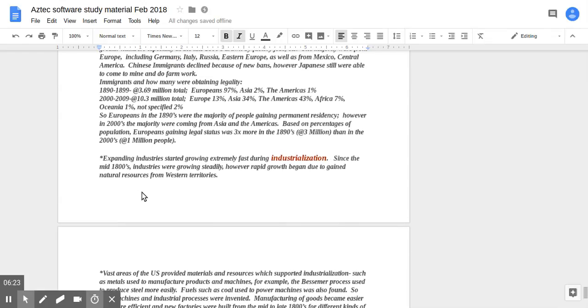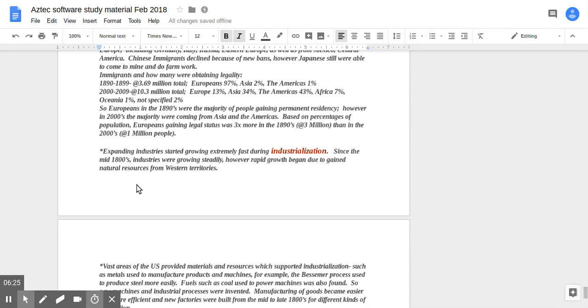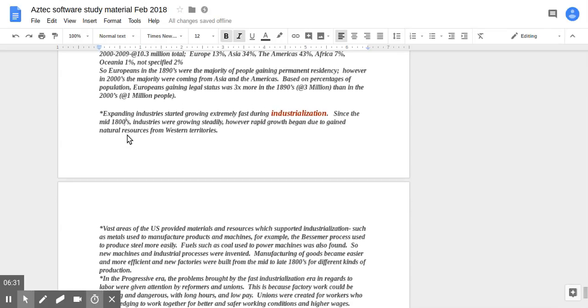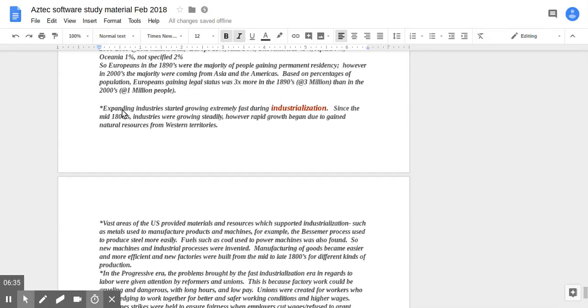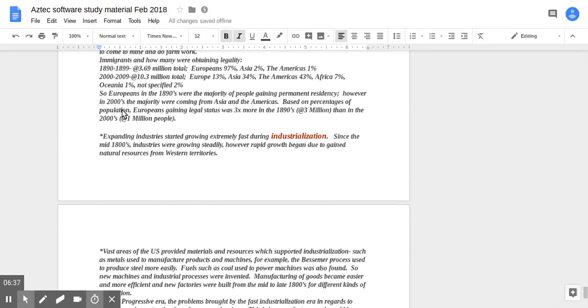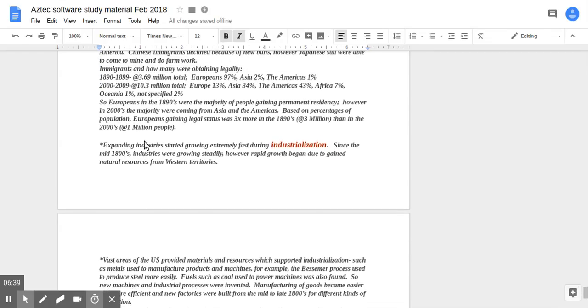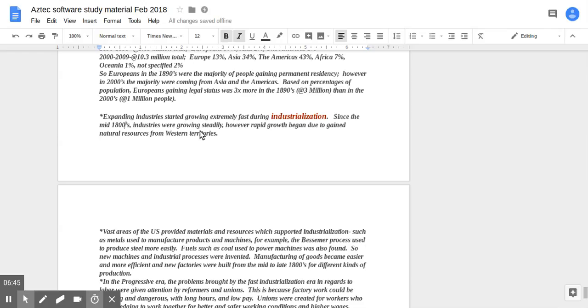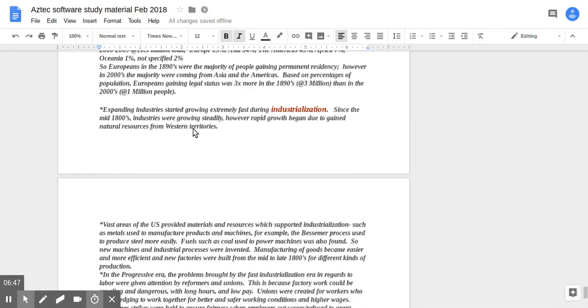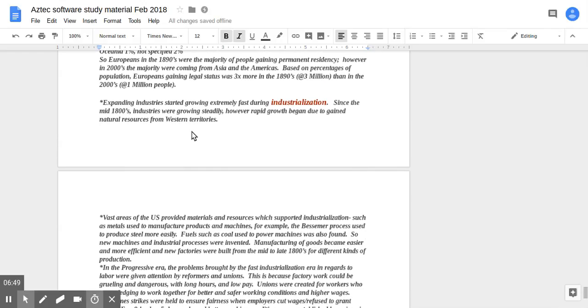So, expanding industries started growing extremely fast during a period called industrialization. Since the mid 1800s, industries were growing, however, they were growing steadily. But all of a sudden, they saw rapid growth, mostly due to gained natural resources from Western territories.